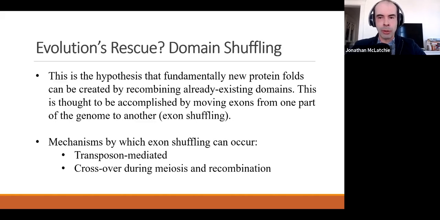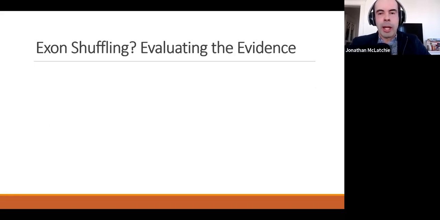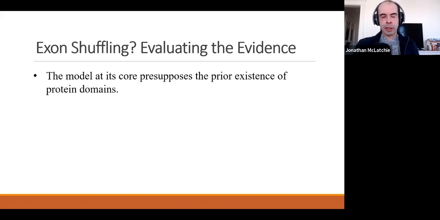So exon shuffling can be transposon mediated, or it can occur as a result of crossover during meiosis and recombination between non-homologous or sometimes, but less frequently, short homologous DNA sequences. And another process known as alternative splicing, which is the way that RNA is processed, such that exons are mixed and matched in different configurations in order to express different proteins, is also thought to play a role in facilitating this exon shuffling. Now, if you want more detail on some of the problems with this, I've written a series of 2 articles, which I'm happy to send if anyone's interested.